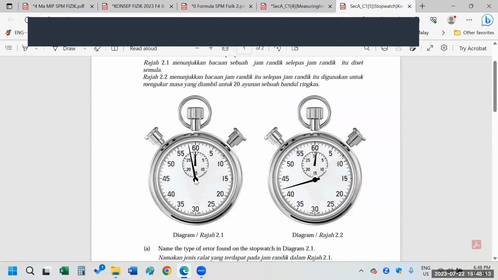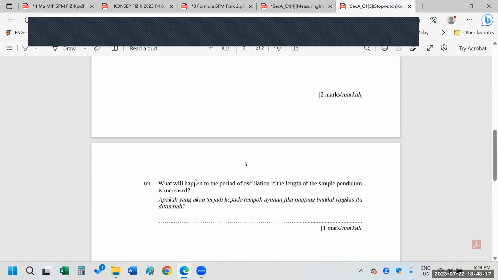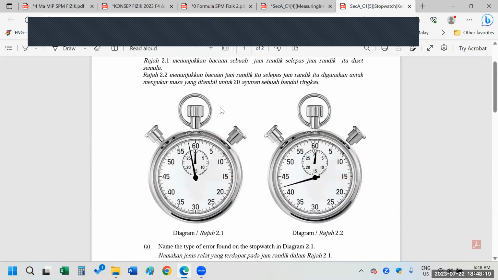Okay, here I've got a stopwatch. Now, can you please tell me what is the physical quantity measured by this stopwatch?